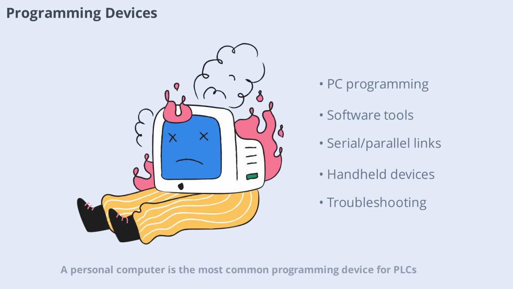A personal computer is the most common programming device for PLCs. The software allows users to create, edit, document, store, and troubleshoot programs. PCs communicate with PLCs via serial or parallel data links. Handheld programming devices are also used for small PLCs, offering compact and easy-to-use solutions for troubleshooting and program transfer.